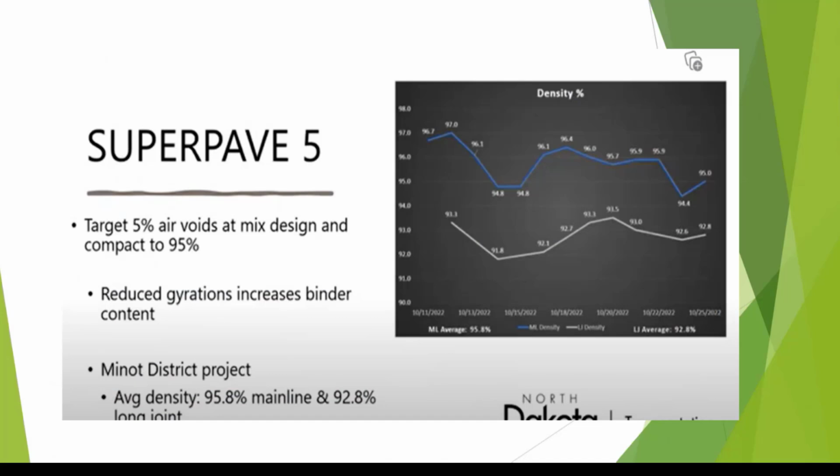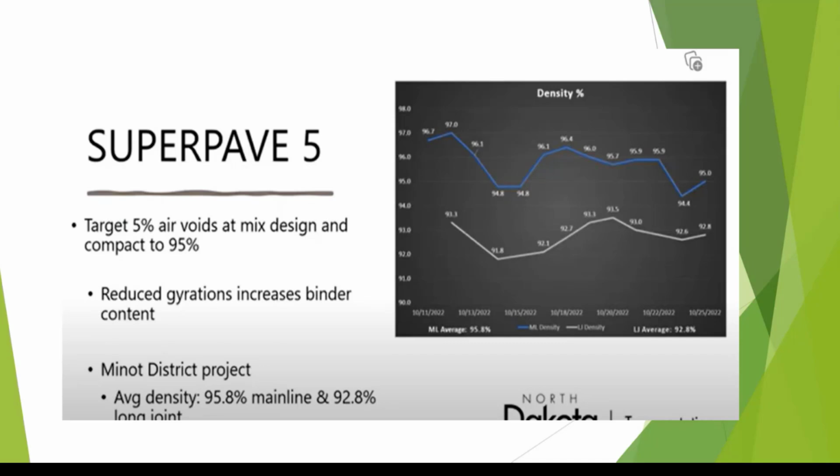Superpave 5, again, this is a construction inspection, pavement inspection class. So we'll probably go into a little more detail on this tomorrow for that renewal with ag testing, mix controller. But basically, Superpave 5 was an evolution of the Superpave process, where you target 5% air voids instead of 4 at mix design, and you compact it to 95%. And therefore, that's what you're aiming at in the field then too.